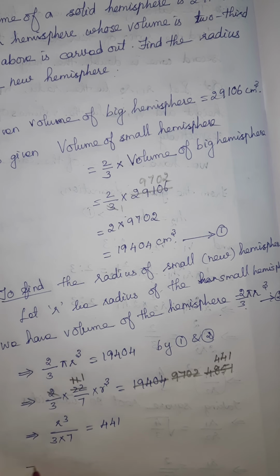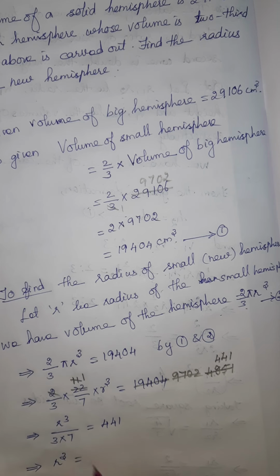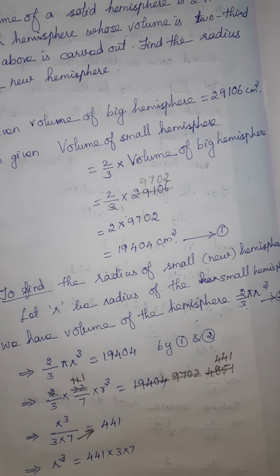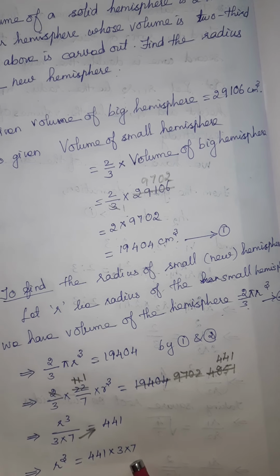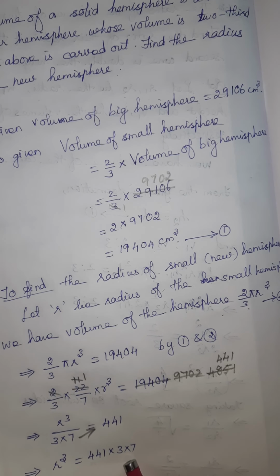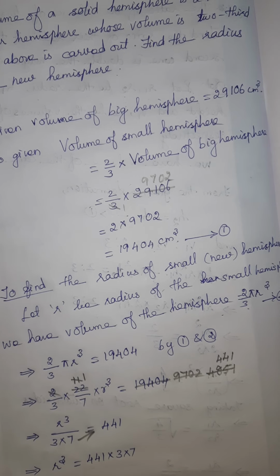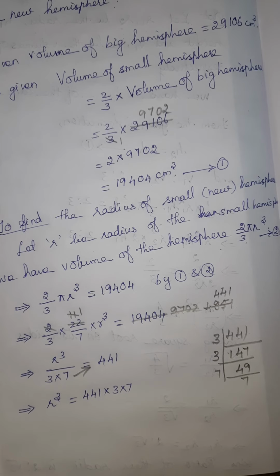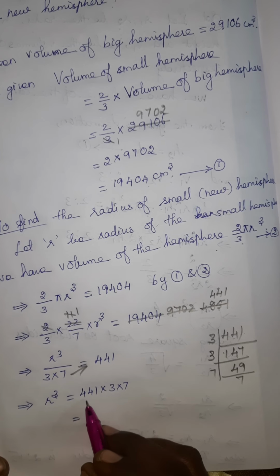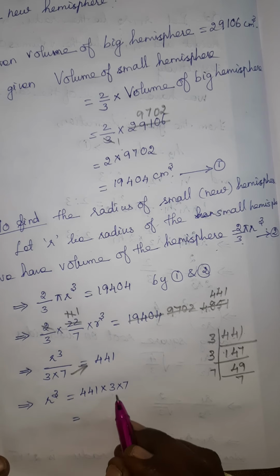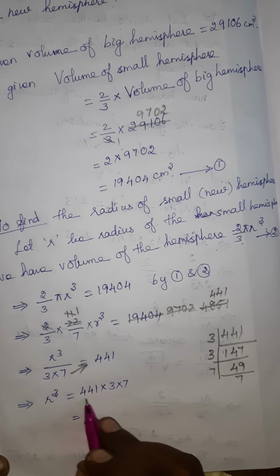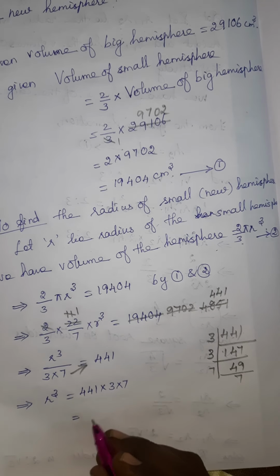Okay, now you take only r cube on the left, and the remaining you transpose, so it will change as 441 into 3 into 7. Try to change this value into triplet form. So we can factorize this 441. Actually this 441 is 21 square, and here 3 into 7 is 21, so you will get 21 cube. If somebody doesn't know about this 441, do the factorization.